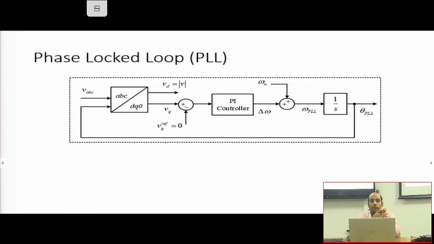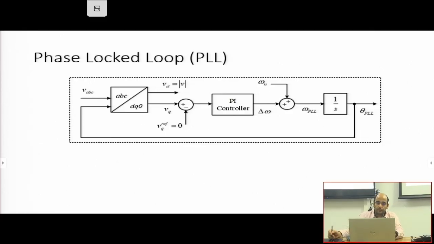Now it is our choice what we want. The literature will tell you either you say the d axis voltage is constant and q axis voltage is 0, or you say q axis voltage is constant and d axis voltage you have to make 0. So one of them you have to make 0. Basically you want to say that voltage is aligned along the other axis. Okay. So here what I have shown is the d axis voltage is the magnitude and the q axis voltage we have to make 0.